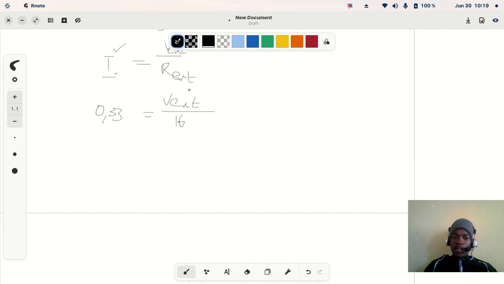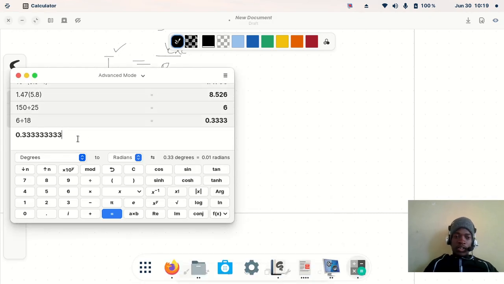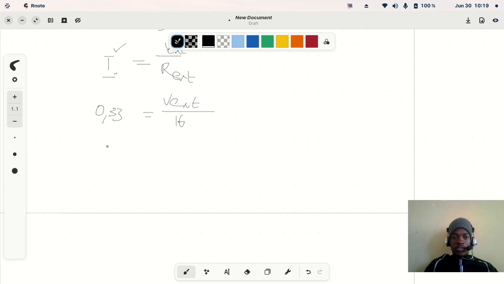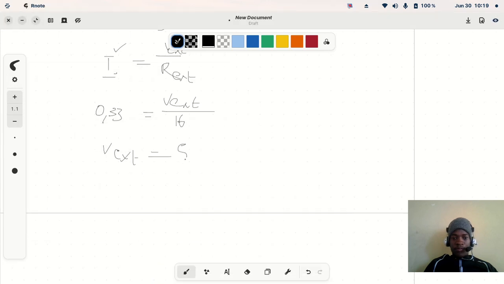Then to simplify and leave the V external alone, I'm going to multiply both sides by 16. So we'd have the 0.33 being multiplied by 16. So we're going to get 5.3. So the V external is going to be 5.3, and remember this is volts.